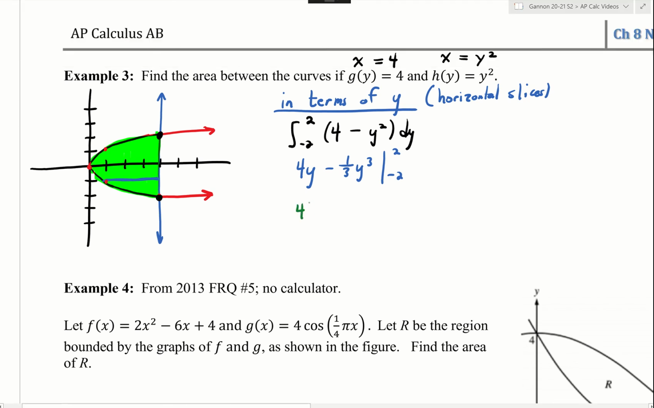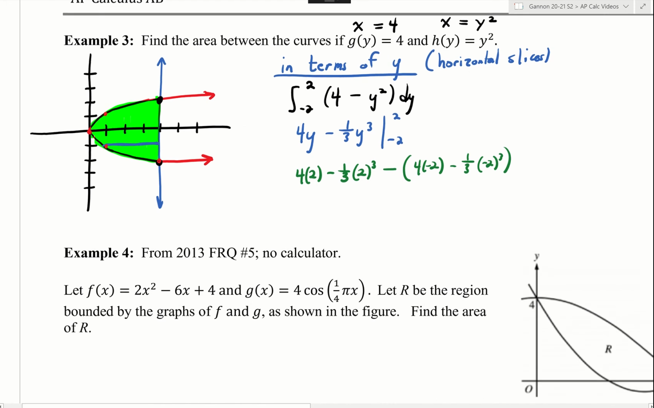Plug it in, we've got 4 times 2 minus 1/3 of 2 cubed. And then we're going to subtract 4 times -2 minus 1/3 of -2 cubed. From here, it's just a matter of simplifying everything down. So we got 8 minus, that's going to become 8/3. Now, it's important to remember that all of that is being subtracted. So you're going to end up with -8. And then we got -2 cubed is -8. -8 times -1/3 is going to become +8/3. But then because we're subtracting, I'm going to go ahead and just change those signs.